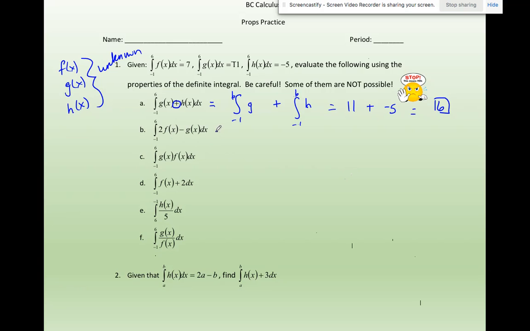How about this one? Osmosis. 2 times the integral -1 to 6 of f minus the integral from -1 to 6 of g. What are you going to get? 7 times 2, which is 14, minus g. -1 to 6 of g is 11. Done.